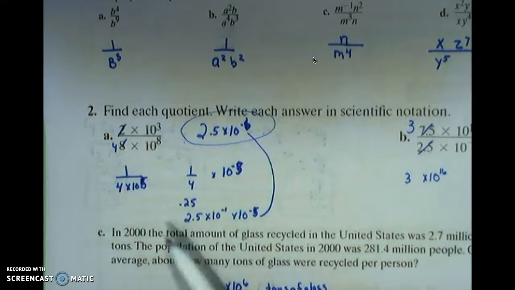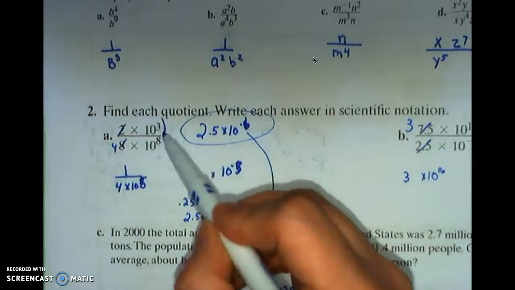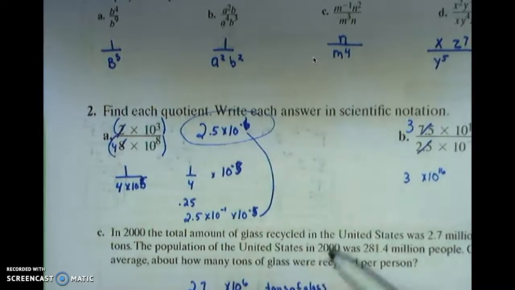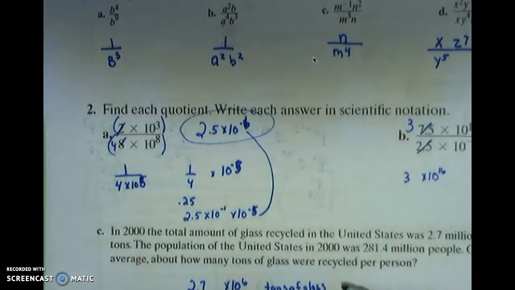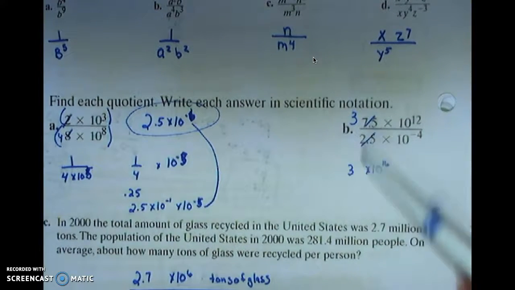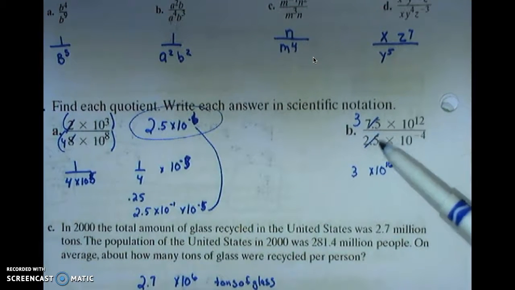It's really important though, when you're punching something like this into your calculator, make sure you use parentheses around the entire numerator and parentheses around the entire denominator before you do the division, or it will not give you the same answer.